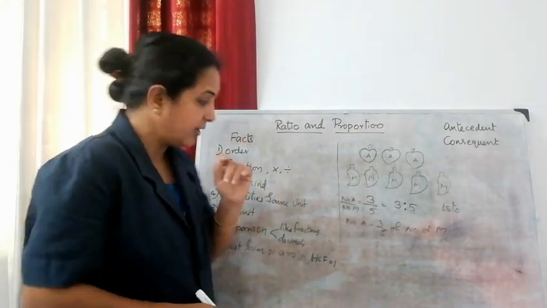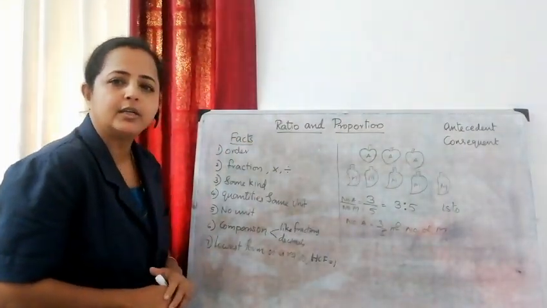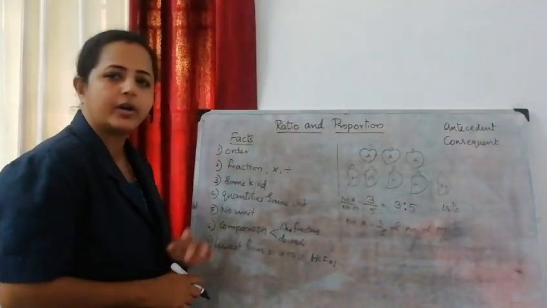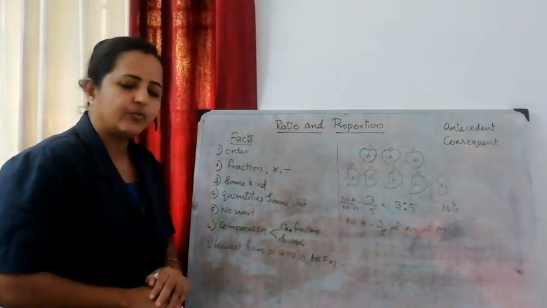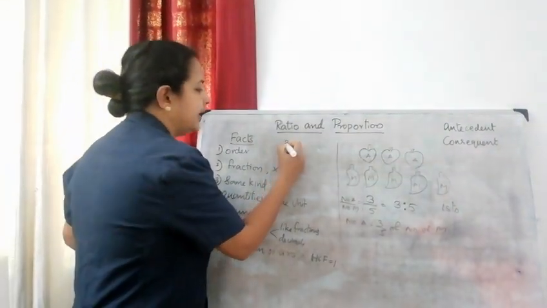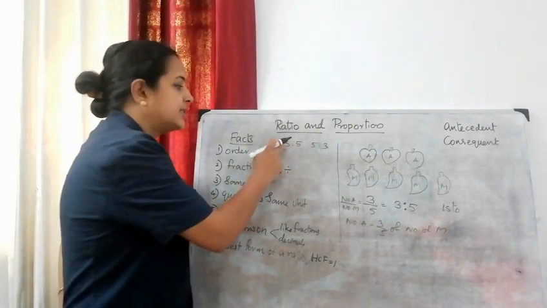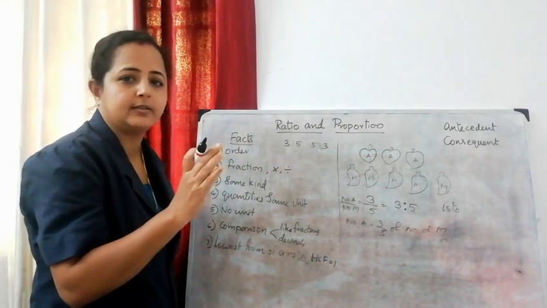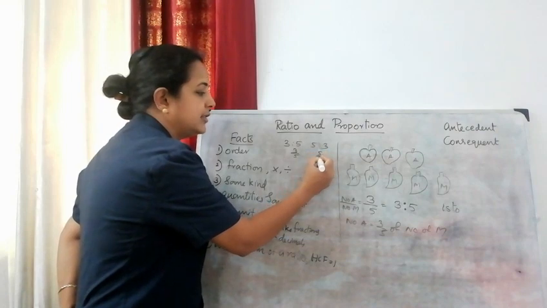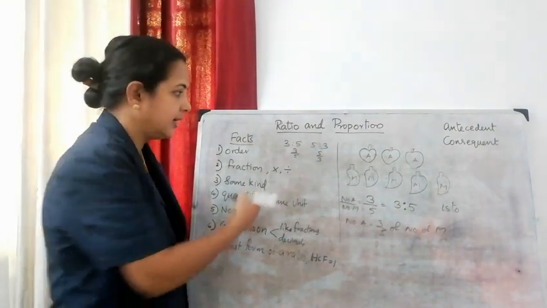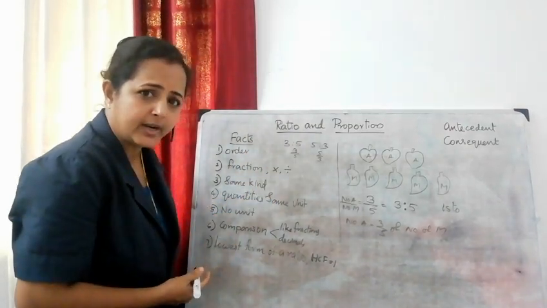Next, some facts about ratios. What are the facts about ratios? The first fact is order. Order is important. In a ratio, the order of terms is very important. That is, 3 is to 5 and 5 is to 3 are different. The first term should be written first. The meaning of 3 is to 5 is 3 divided by 5, and 5 is to 3 is 5 divided by 3. Clearly we can say, you know the fractions: are 3 by 5 and 5 by 3 equal fractions?